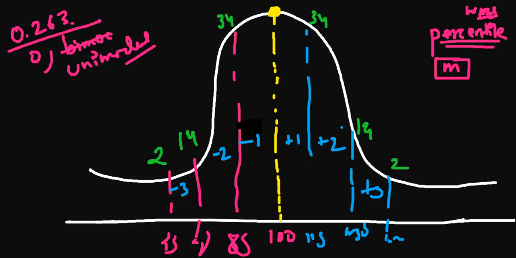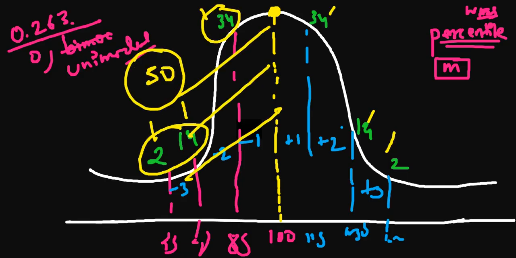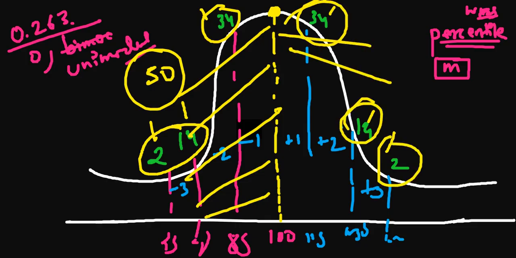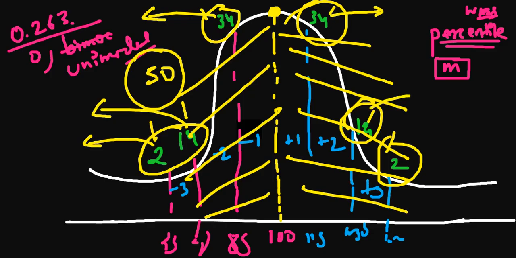To calculate percentile ranks, it is so simple and easy. Just remember 2, 14, 34, 34, 14 and 2. So 14 plus 2 is 16, and 16 plus 34 means 50. So 50% of people will be on this side of the NPC, and when you add 34, 14 and 2 you will get the next 50% of people over here. This is just a simple bifurcation. And each of these areas corresponds to a percentile.